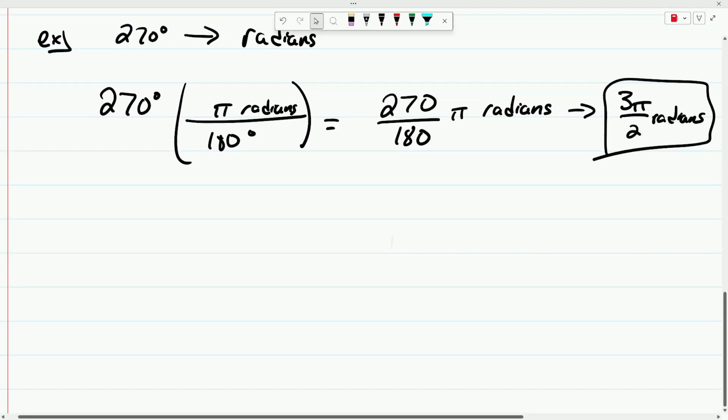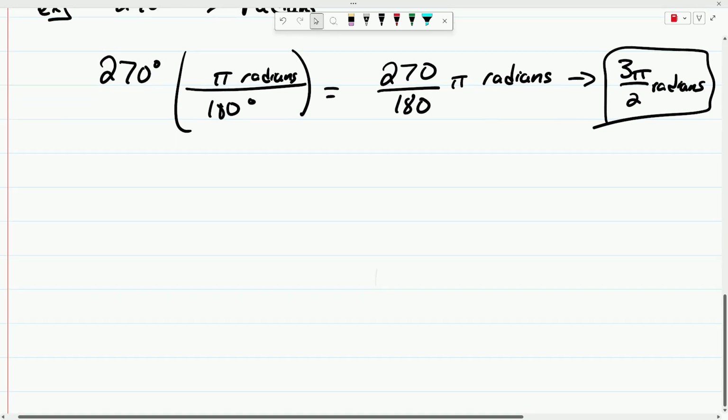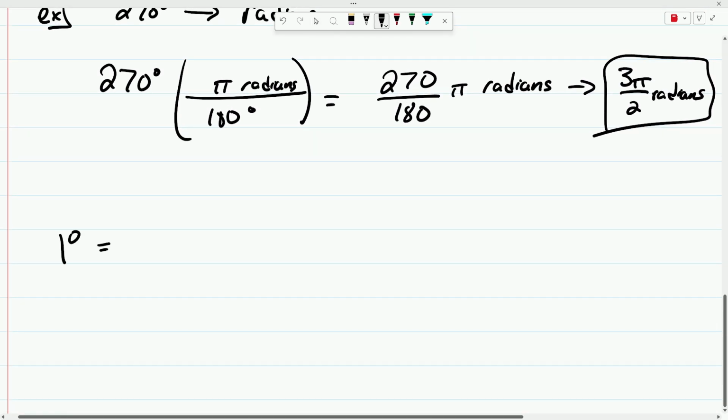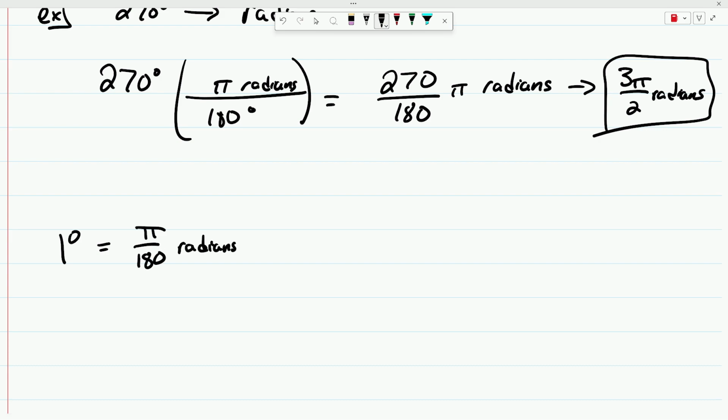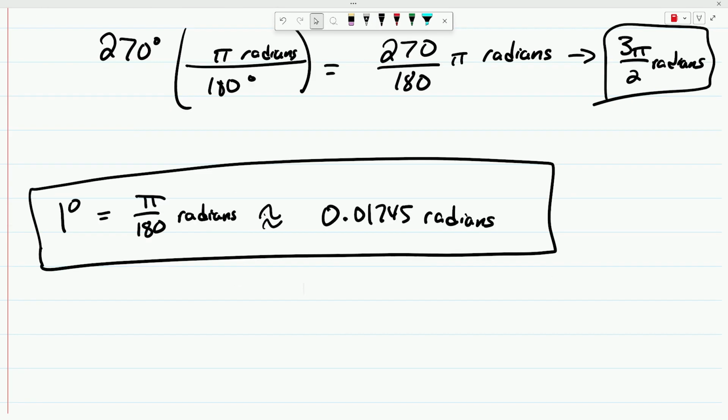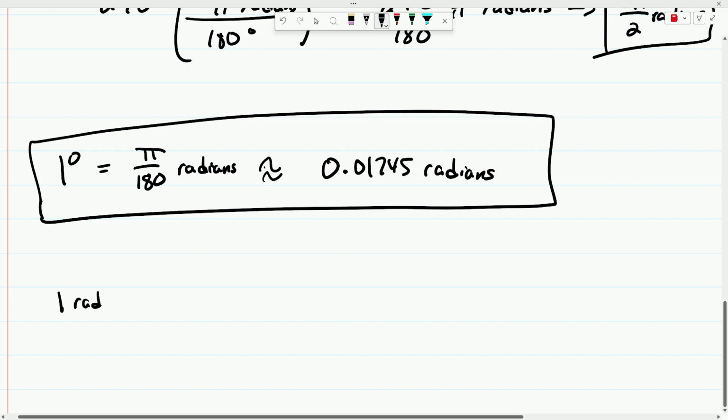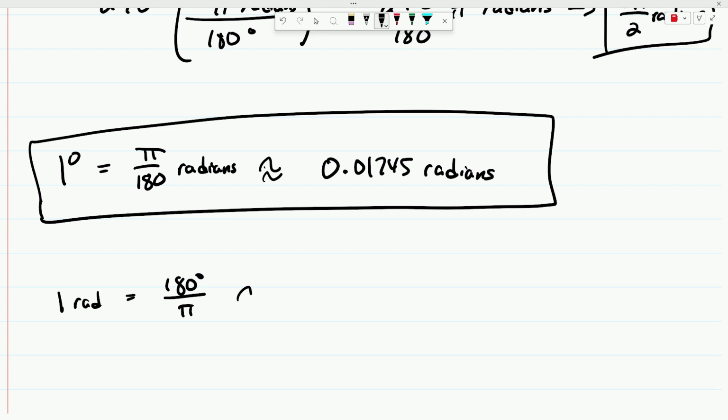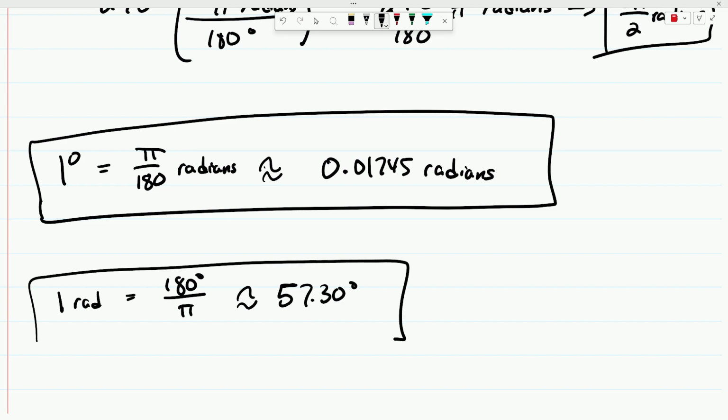Now, some other useful conversions would be this. 1 degree is equal to pi over 180 radians, which is approximately 0.01745 radians. So that's the measure of 1 degree. And then the other one would be, well, what's 1 radian? 1 radian equals 180 degrees over pi, which is 57.3 degrees.